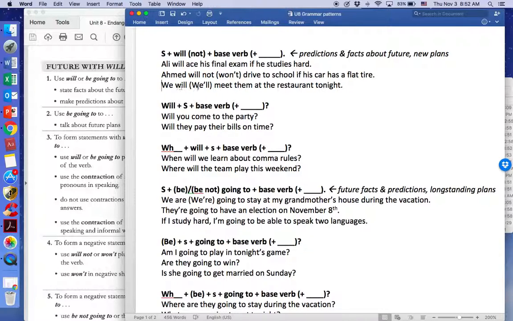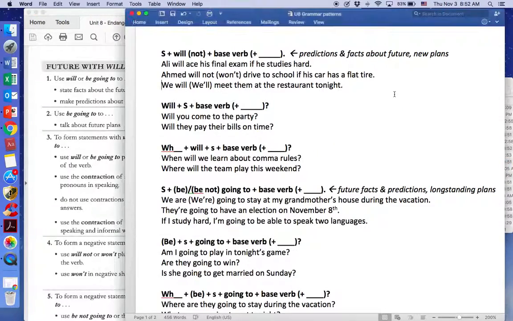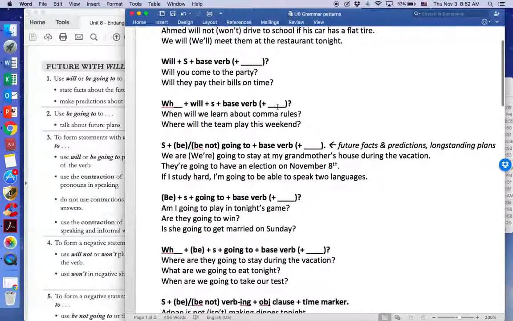Next, we will, or we'll in speech, meet them at the restaurant tonight. This is probably a new plan or fact. Next case, use be going to talk about future plans.